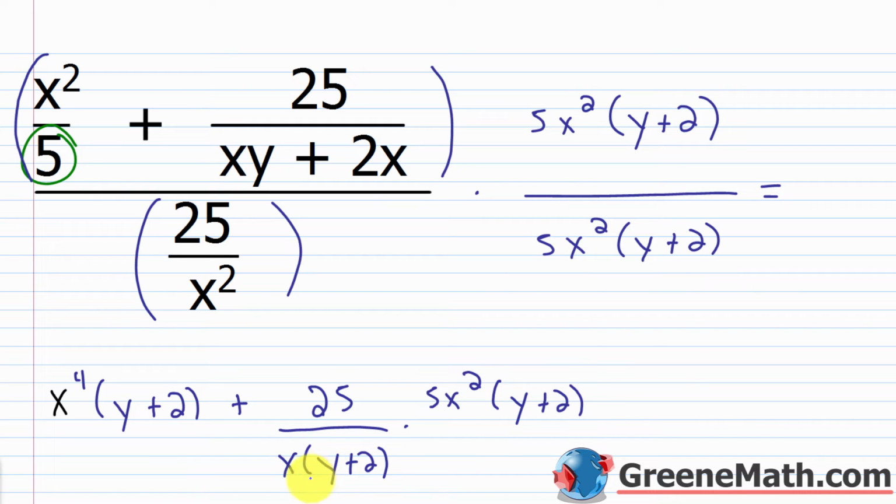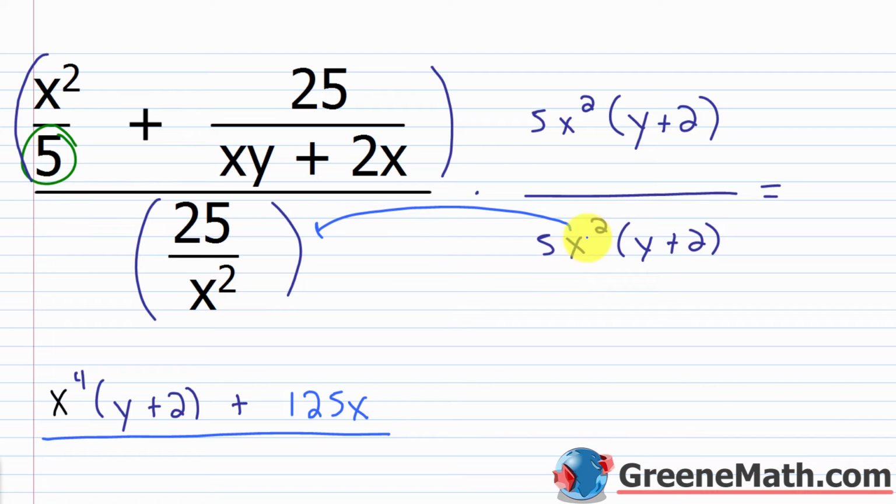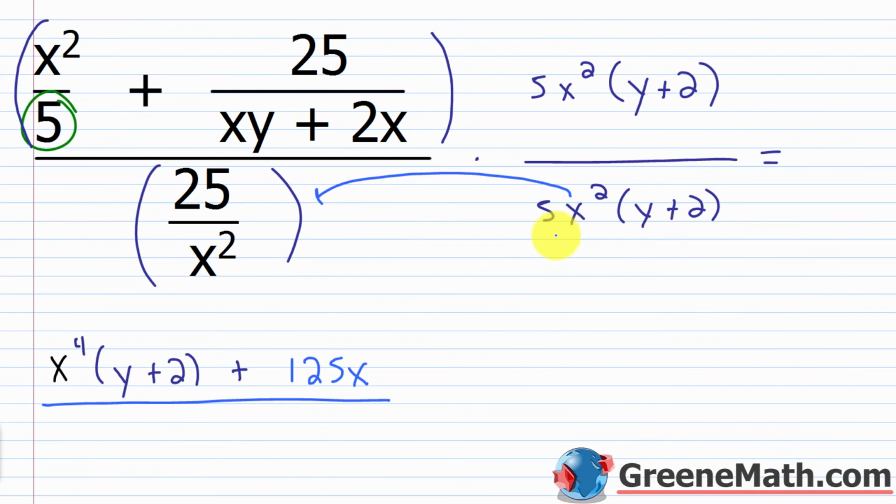So what's going to happen is this is going to cancel with this. This will cancel with one of these. I'll have 25 times 5, which is 125 times x. So plus 125x. Okay, then this is over. Now, for this one, if I multiply this by this, we know just the x squared would cancel. So I'd be left with 5 times 25, which is 125, times the quantity y plus 2.